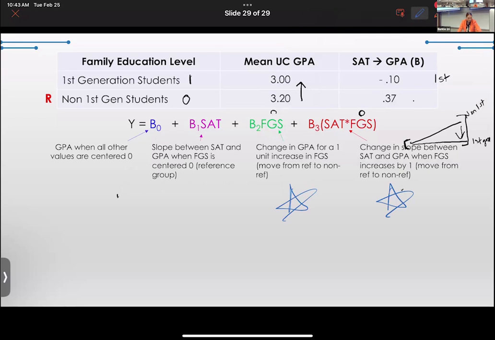Conceptually, would this then say that for first generation students, SAT is either not related, because we don't know the significance level, or negatively related? My hunch is not related. Exactly. If that negative 0.10 were not significant, then it would mean for first gen students, there's no relationship between SAT and GPA, which is what I would suspect, which is why a lot of schools stop using the SAT. Well, that and other reasons.